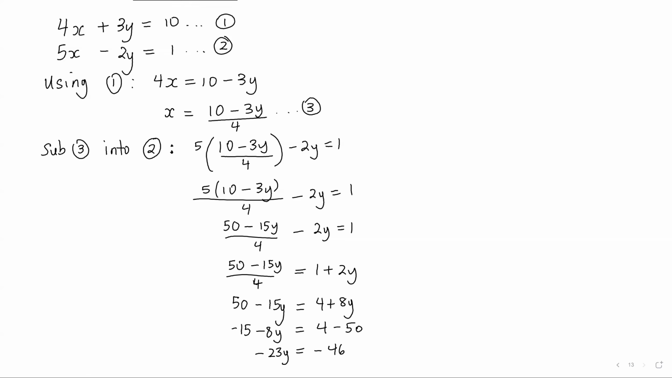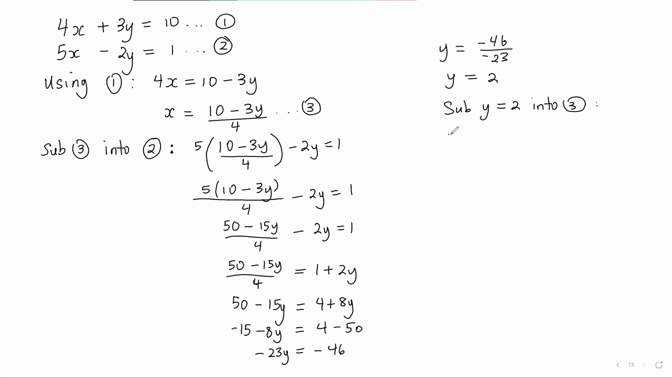And then if minus 23y is equal to minus 46, then y is equal to minus 46 divided by minus 23, which makes y equal positive 2. Now that I have what y is equal to, I can substitute y is equal to 2 into any one of the equations. So this one, I'm substituting it into equation 3 still.